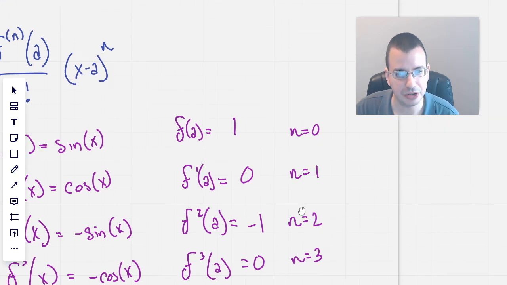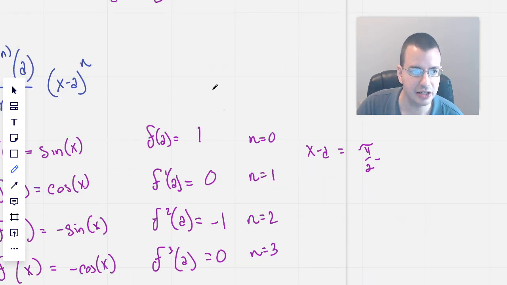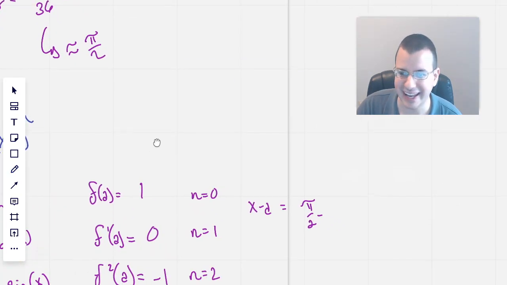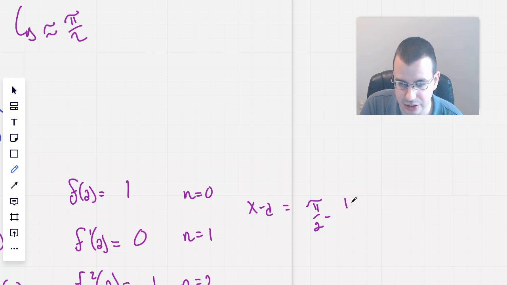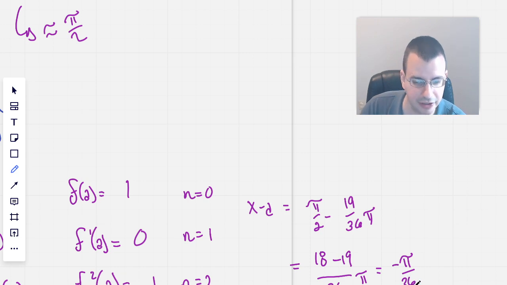Then I'm going to write out up over here what x minus a is. X minus a equals 19 over 36 pi minus pi over 2, which is the same as 19 minus 18 over 36 pi, which is negative pi over 36. Perfect. Don't want to forget that part.